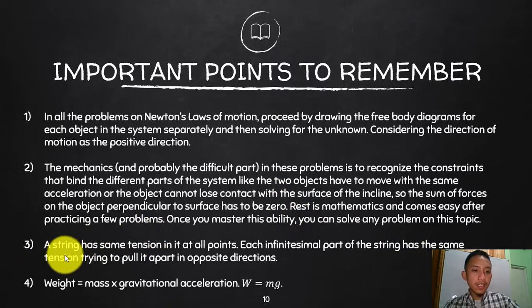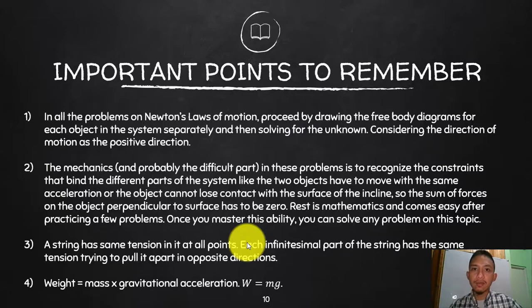Okay, and then number 3, a string has some tension in all the points. Again, this is applicable. I wrote this one because most of the time the application of this in problems is sliding objects that are connected by strings. So it says there a string has some tension in it, and at all points, each infinitesimal part of the string has the same tension, trying to pull it apart in the opposite direction.